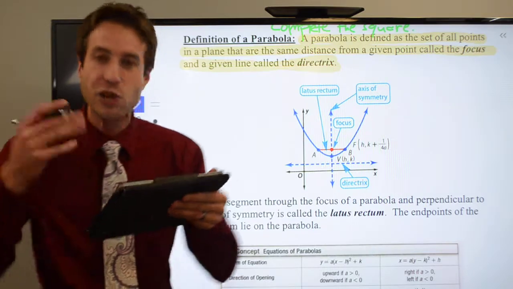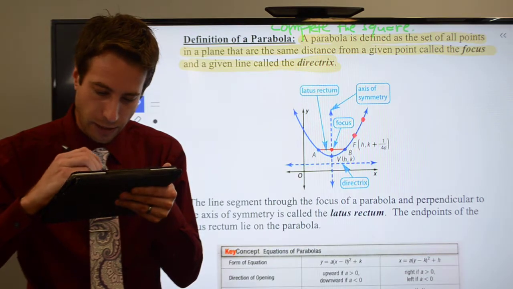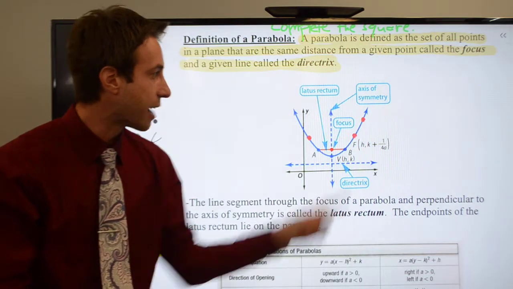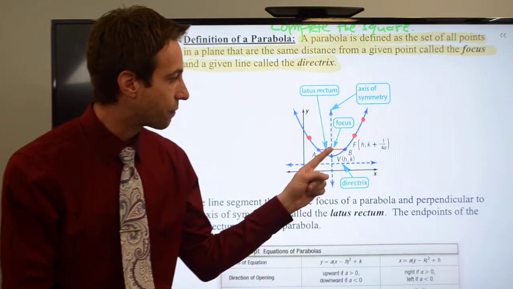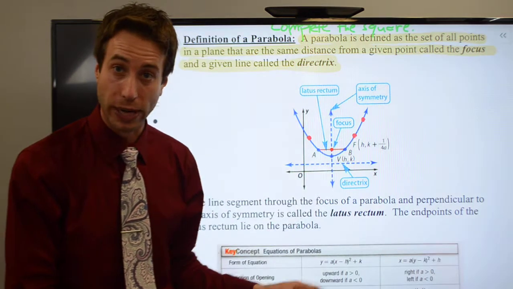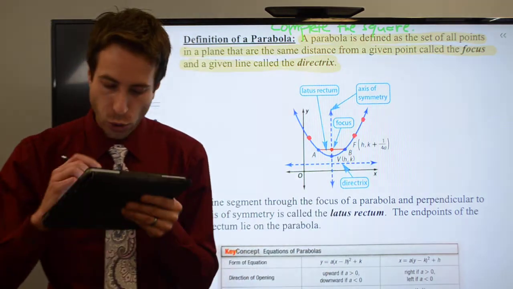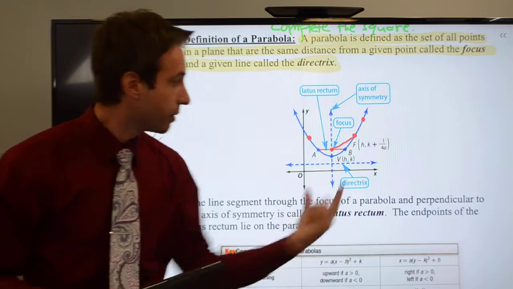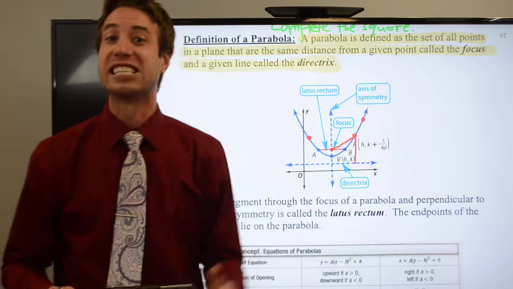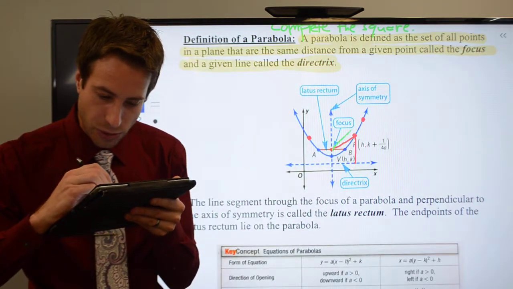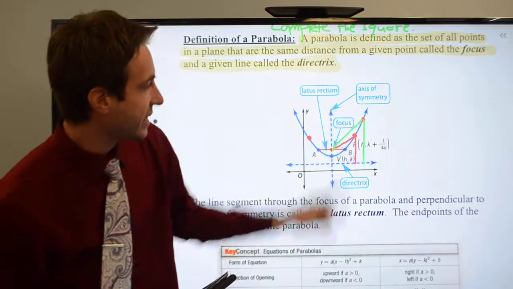The way that you find the points on a parabola, like this point right over here, or this point right here, or this point right over here, doesn't matter. Any point on that blue line, the way that you find it is this. The distance from the focus to that point and the distance from that point to the directrix are equal. So what that means is that this distance right here and this distance right here are exactly the same.